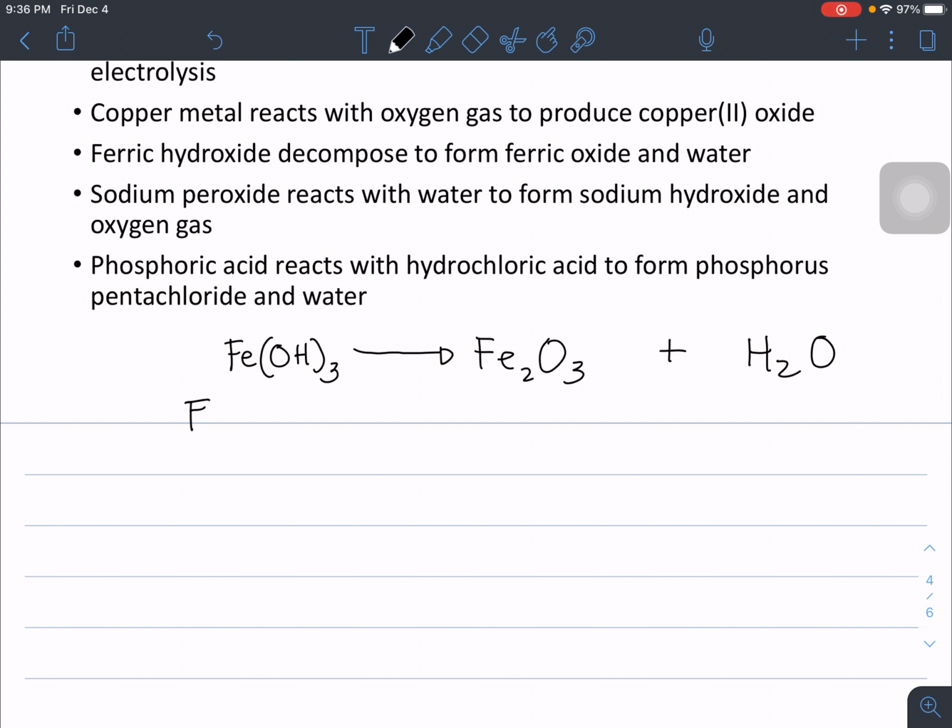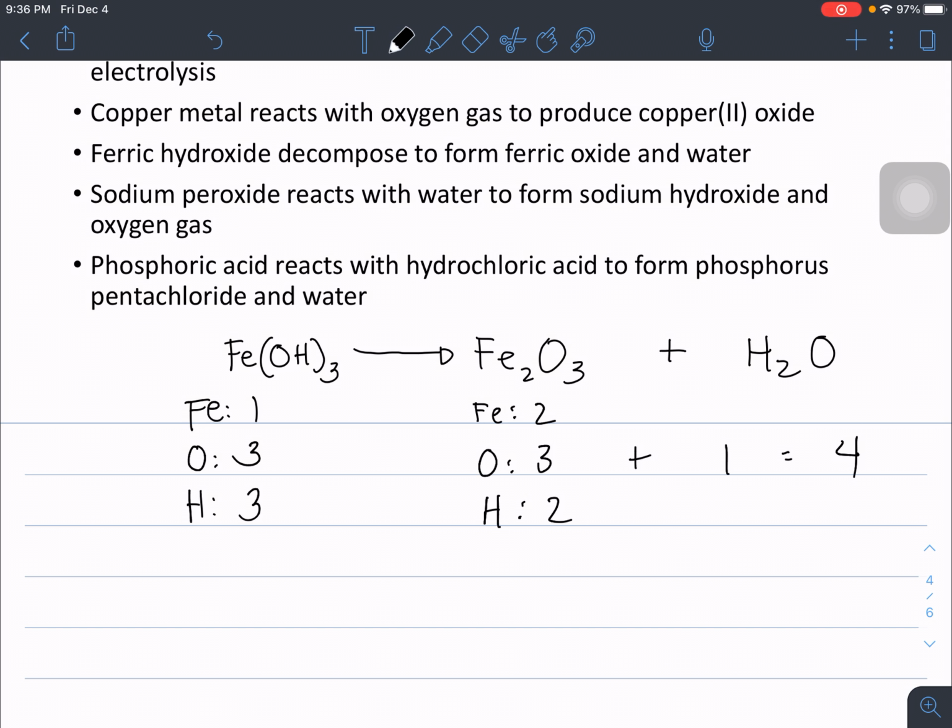So we have ferric, so iron as 1, oxygen as 3, no? And hydrogen also has 3. On the product side, we have 2 iron, oxygen has 3 plus 1 here. So we have 3 here and 1 oxygen here. So this will be 3 plus 1 is equal to 4. And hydrogen, we have 2. Okay, so to balance this one, I should think of a number to balance this. So probably I need to balance iron first.